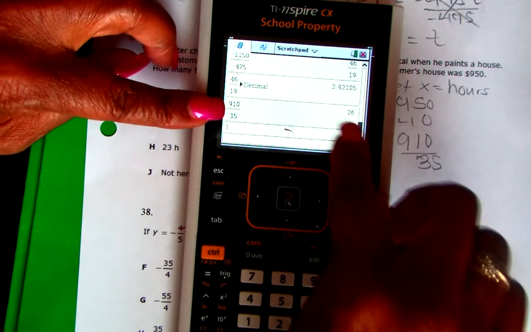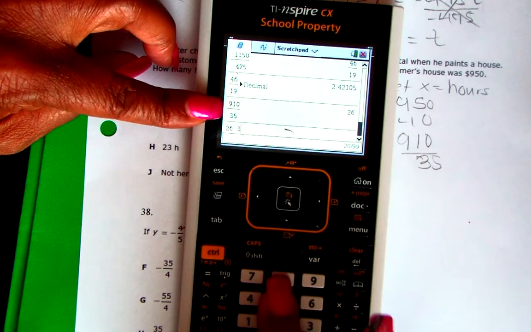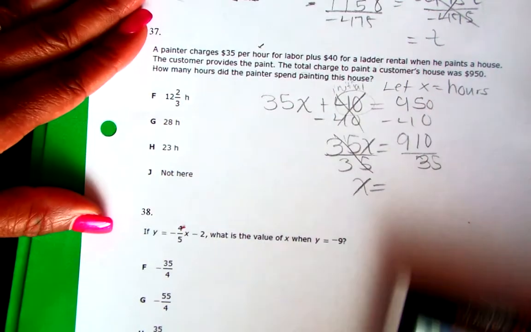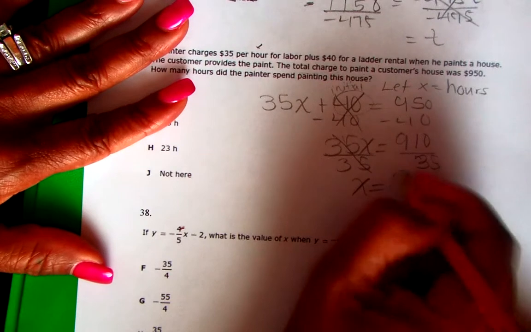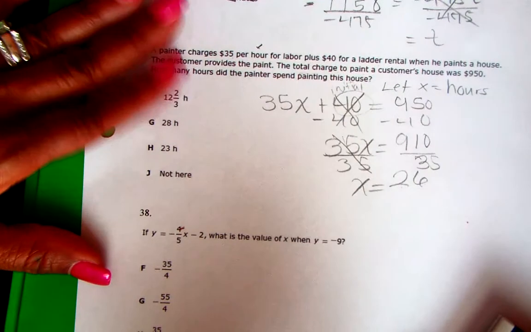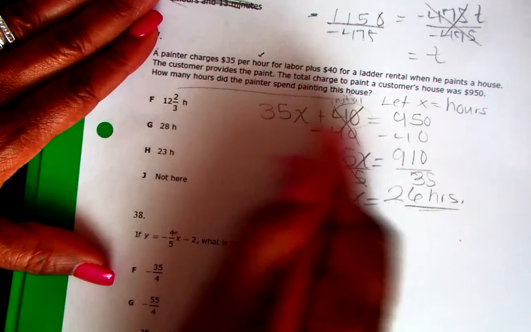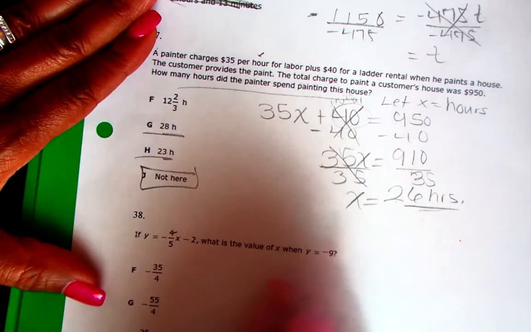So if you don't think for sure 26 is the answer, just do 26 times 35, and you get 910. So you know that it's 26 hours. How many hours did the painter spend? He didn't spend 28. He didn't spend 23. He spent 26. It's not there.